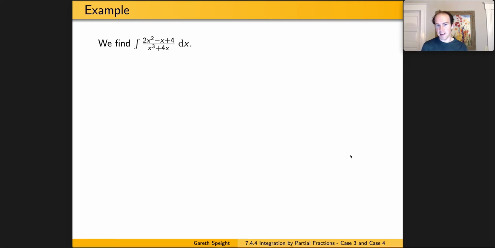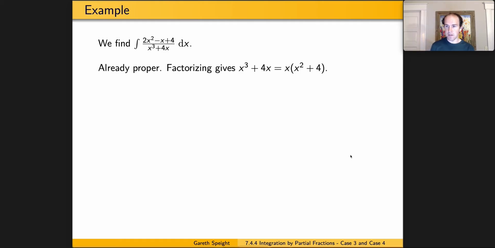For instance, let's look at the integral of 2x squared minus x plus 4 over x cubed plus 4x. So step 1, it's proper. Step 2, we have to factorize the bottom as much as possible. So x cubed plus 4x, we can see straight away that x is a common factor, so we can pull out the x. It becomes x times x squared plus 4, and then x squared plus 4 is fully factored.